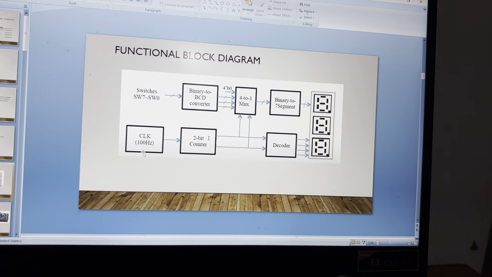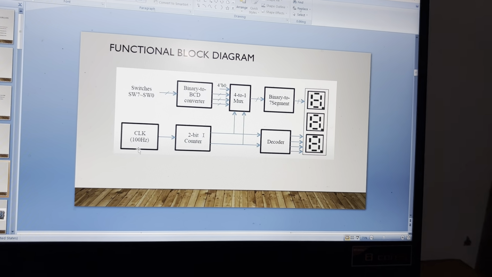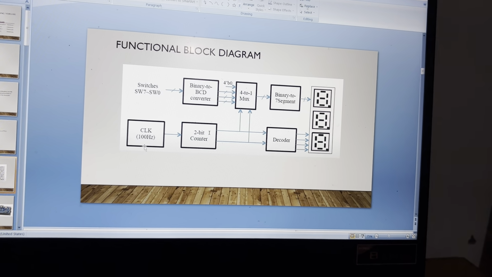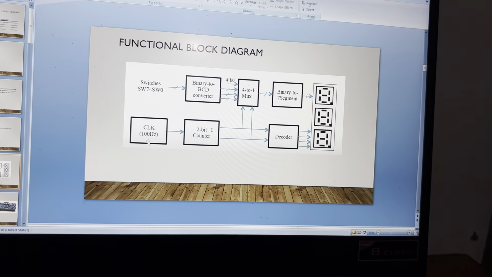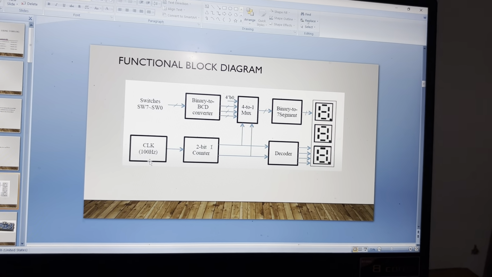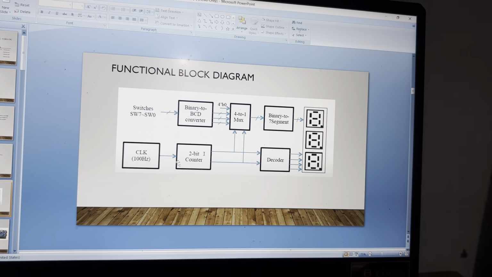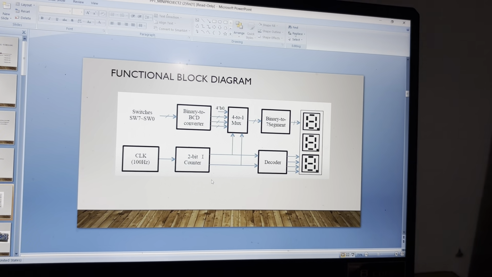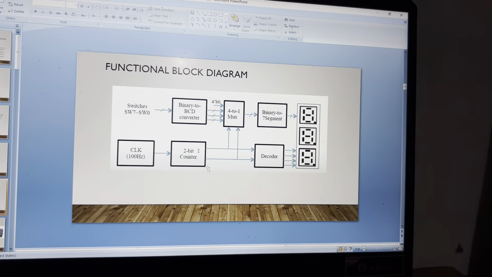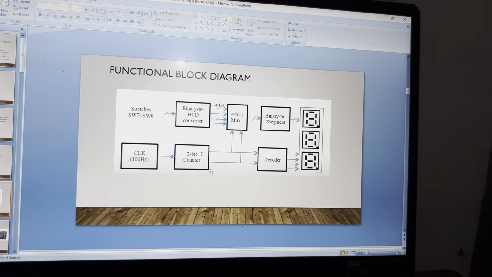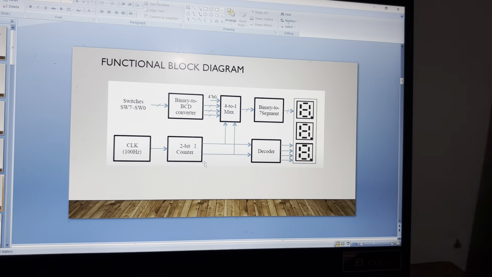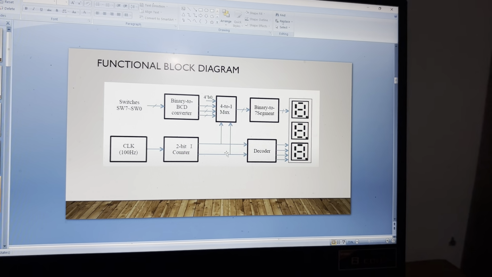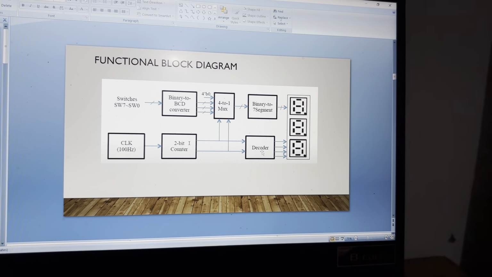So for 50 hertz it would be high, and for 50 hertz it would be low. We have used a 100 hertz clock frequency, and then we are using a 2-bit counter to count the clock cycles, which gives 0 0, 0 1, 1 0 and 1 1 as output, which act as selector switches and also as inputs to the decoder.